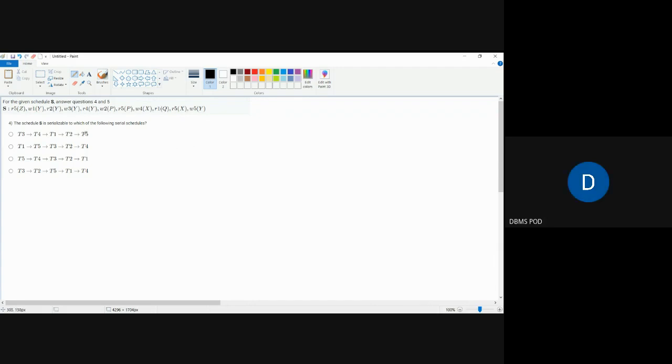So first there is a schedule. When it is a serial schedule, first check whether it is completely equivalent or not. If it is completely equivalent, like completely serializable, then we can say this schedule is also view serializable, right?